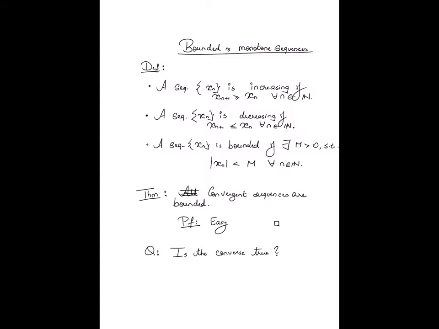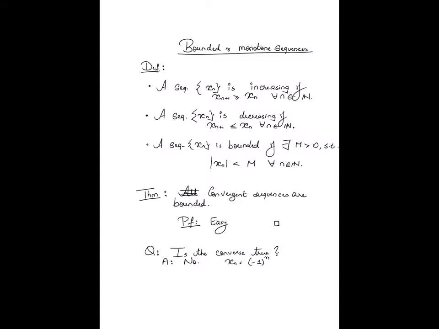Right? And a moment's thought should hopefully convince you that the answer is no. You can easily come up with examples of sequences which are bounded, but in fact not convergent. A typical example is the divergent sequence that I gave in the last video, where x_n is (-1)^n. Now, this is clearly a bounded sequence and it's clearly not convergent.